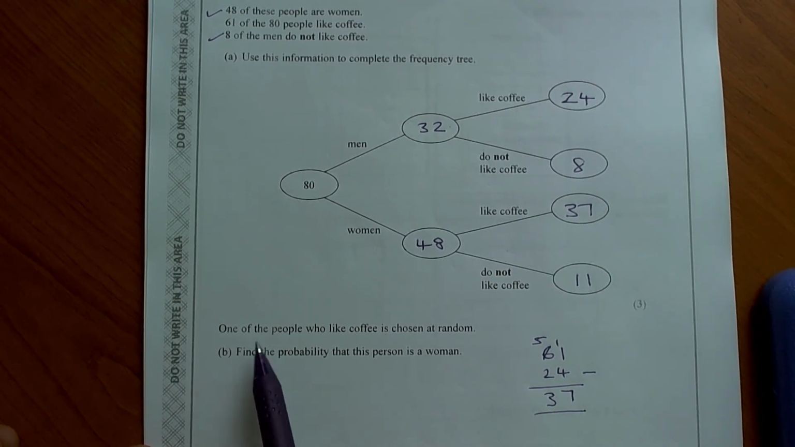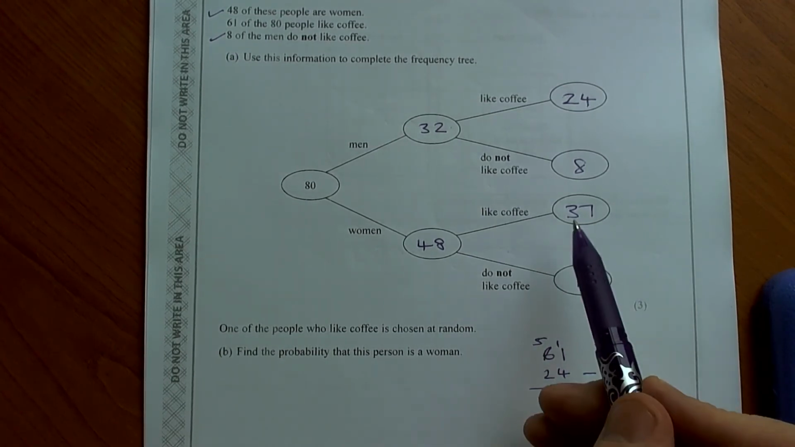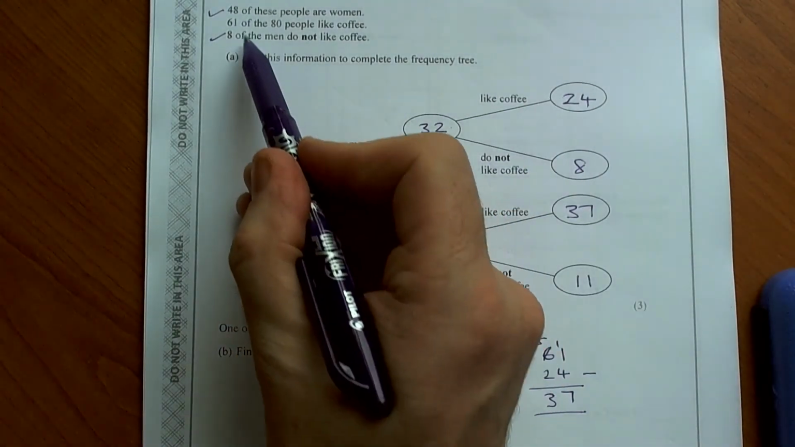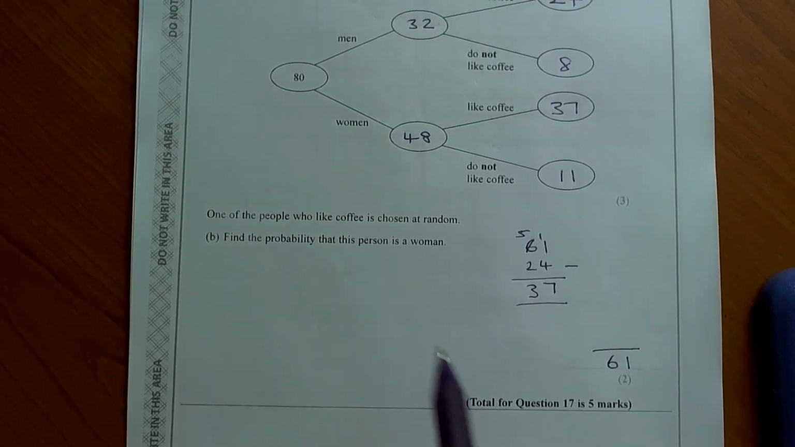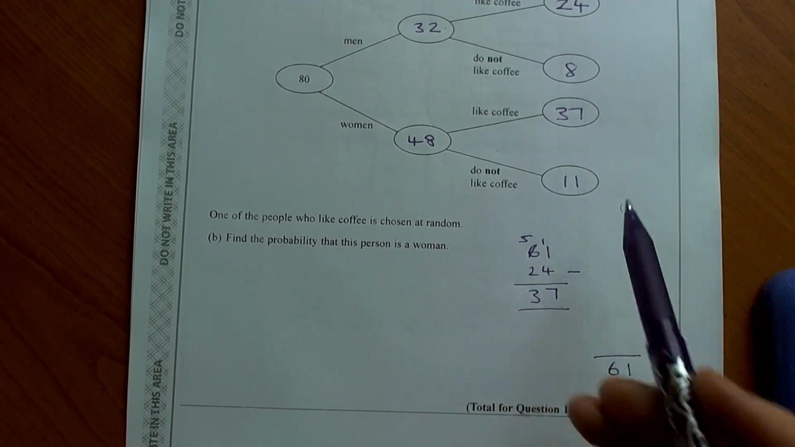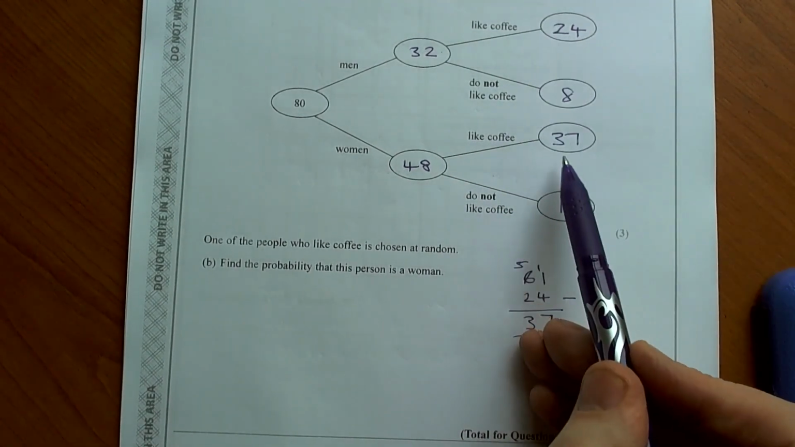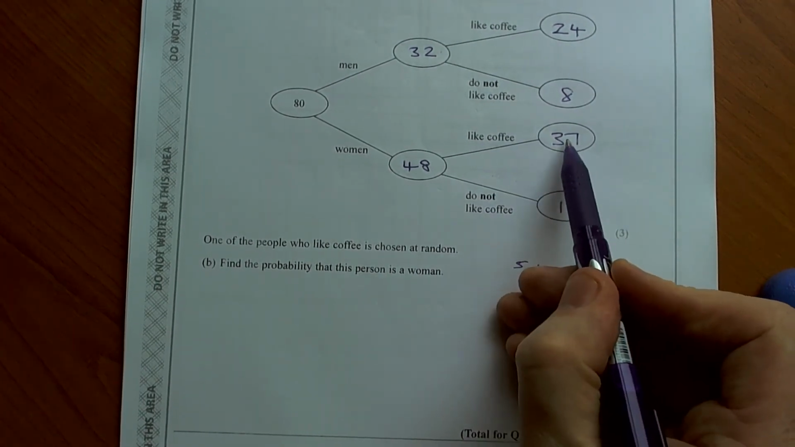Now part B of the question says, one of the people who like coffee is chosen at random. Find the probability that this person is a woman. So the people that like coffee is the 37 here and the 24 there. So that was 61 from the question. So we want 61 as the bottom of our fraction. Now, what's the probability that this person is a woman? These are the women who like coffee and the men were 24. So it's going to be 37 over 61 coming from that one there.